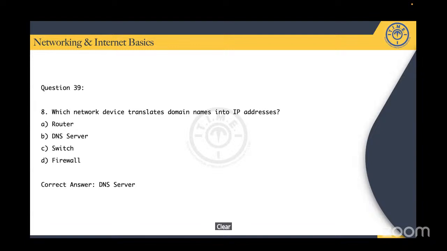Clear? And why are the other options wrong? Router: it routes packets. Switch connects devices in a LAN. Firewall: it secures against unauthorized access, right? Like filtering. So router will route, switch will connect, firewall will do the filtering. So the DNS will convert the name to number.